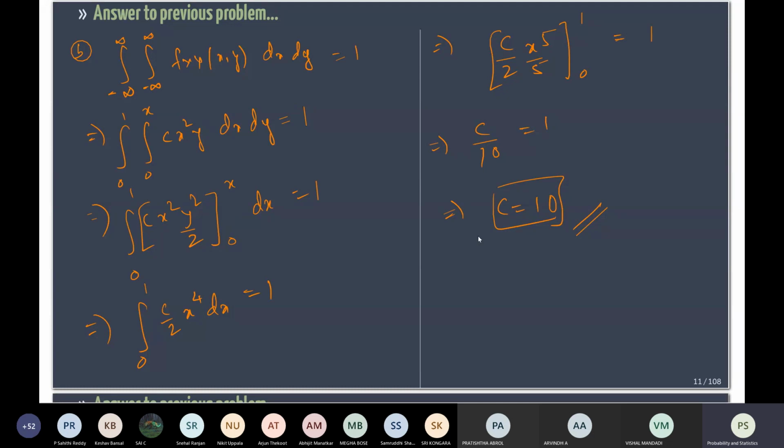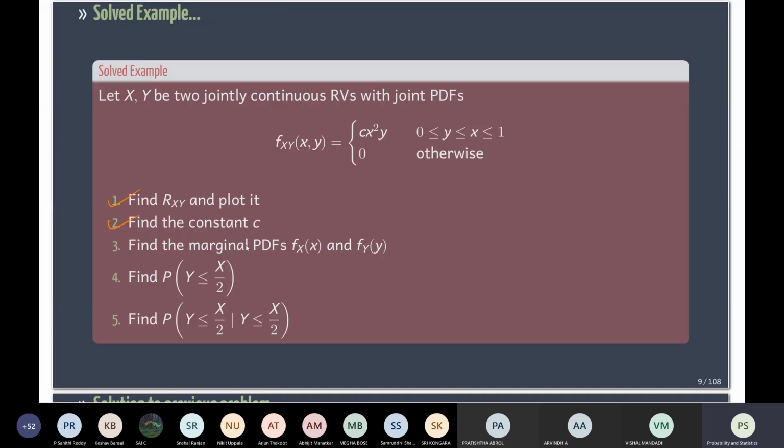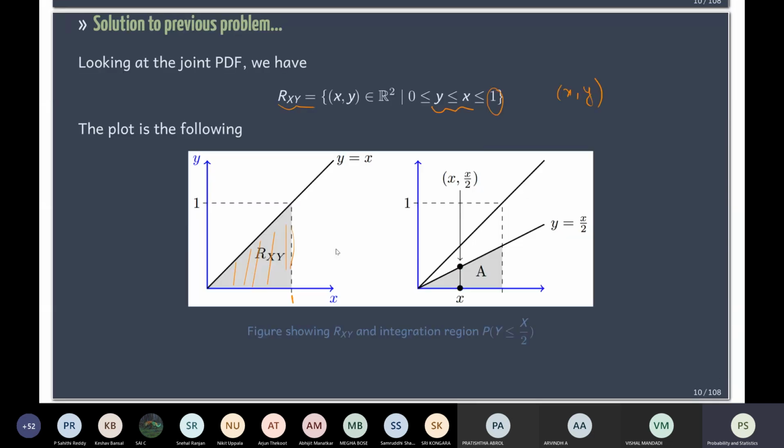After that, what was the question? The marginals, f_X(x) and f_Y(y).